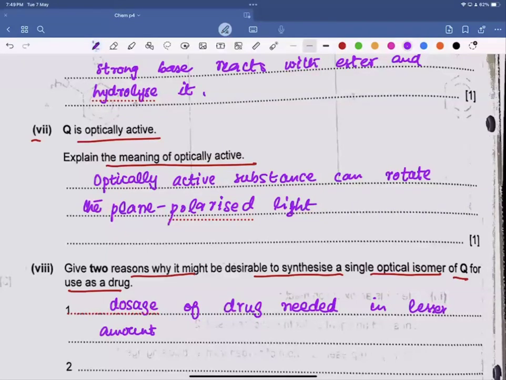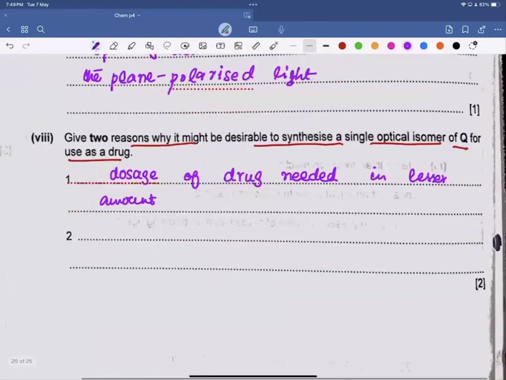That's what I've told you, that optically active compounds are those which have biological activity, and that's why they are used as drugs. Obviously the other isomer has side effects. So if we get one isomer, we need a lesser amount of that drug. The other reason is that the other isomer has side effects. Very good, Azif.